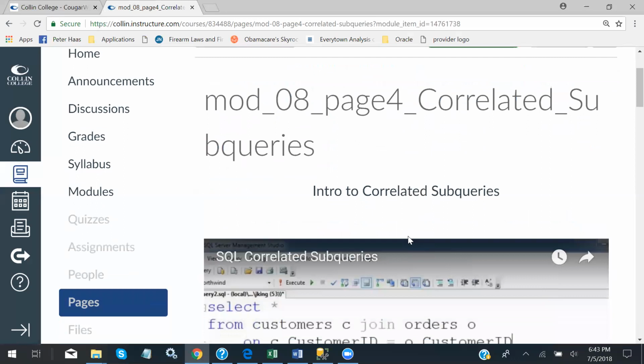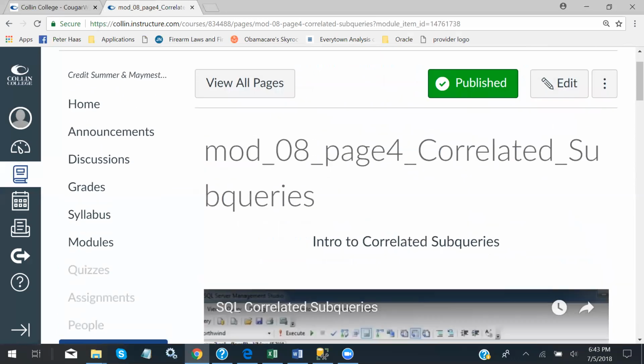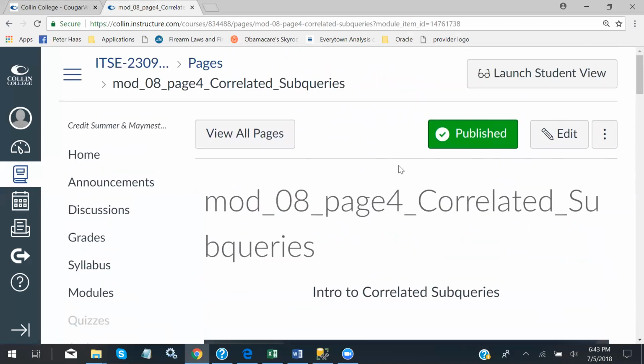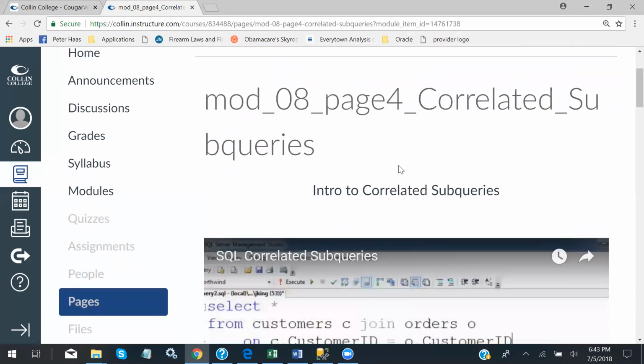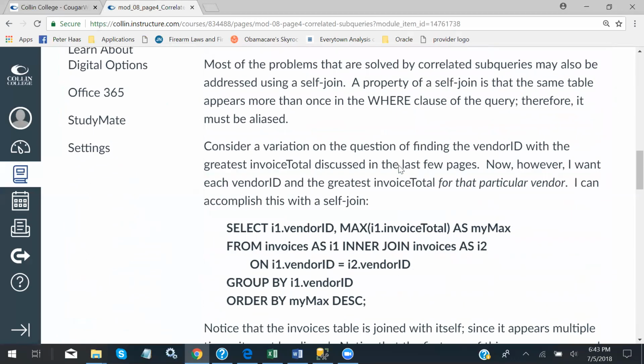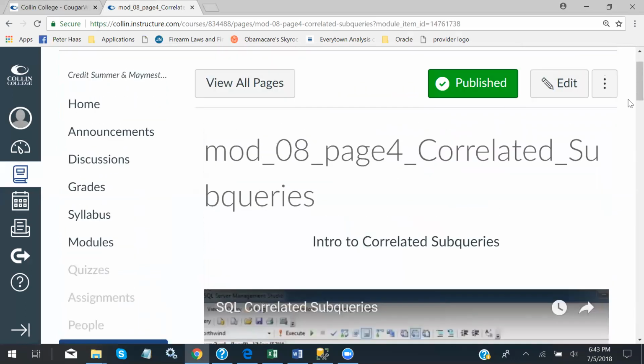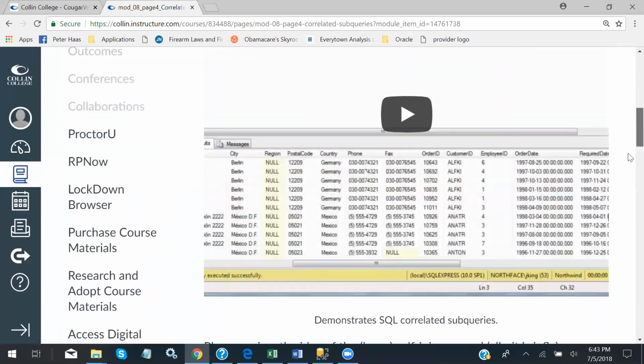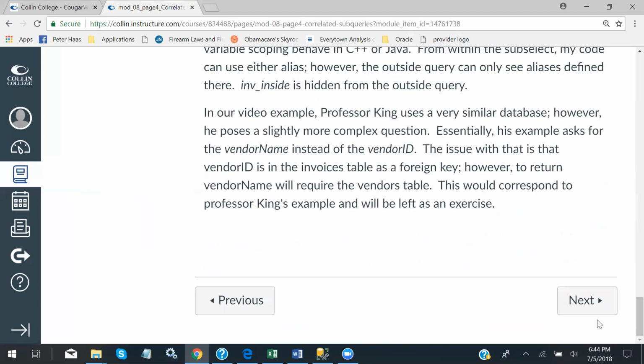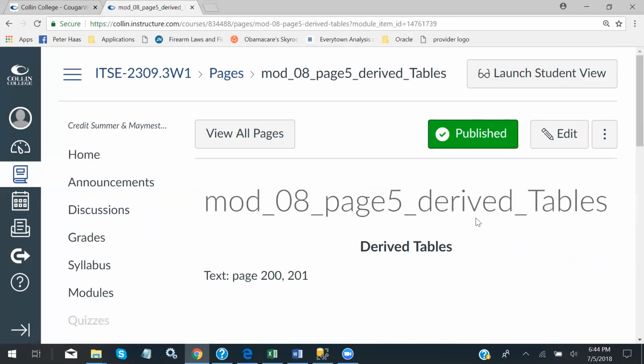Oh, now the fun begins. I'm going to skip page 4, correlated subqueries, for right now, because they are where students tend to have problems. So I'm going to come back to that, and I'm going to do all of next Tuesday on that. I'm going to skip over that page for right now, and I'm going to talk about derived tables, and this is the text, page 200 and page 201.